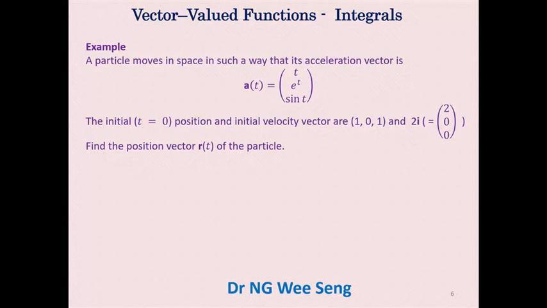Let's look at a numerical example. Here we have a moving particle whose acceleration vector is given by this. So you only have the acceleration vector, and we wish to find the position vector of the particle. So obviously we have to go through 2 rounds of integration.